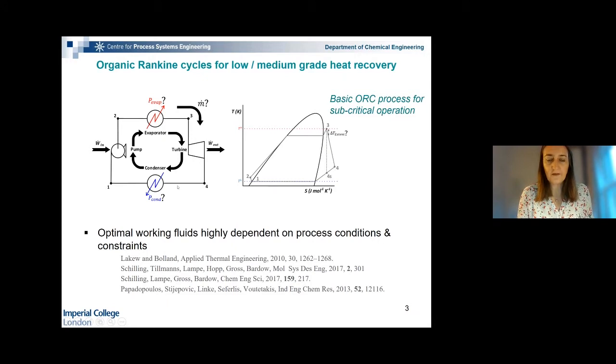So we're looking for a fluid that is going to enable us to do this at whatever temperature we have our waste heat available. Okay, so we need to have a fluid that has the right phase envelope to do this and the right thermal properties. It is very well known that the optimal working fluid is highly dependent on the process conditions and constraints. It also depends, of course, on the configuration of the process. And we're going to focus on this most simple configuration here.